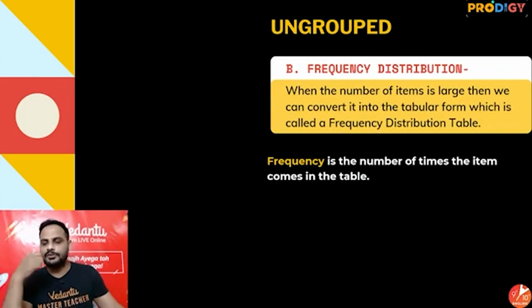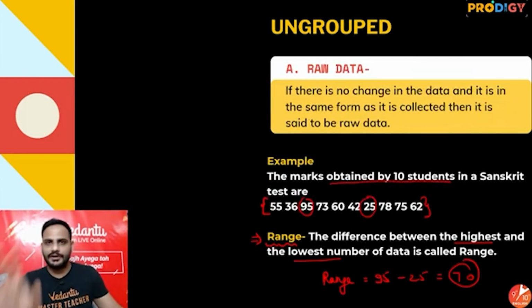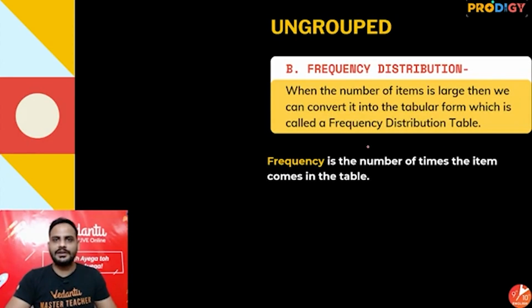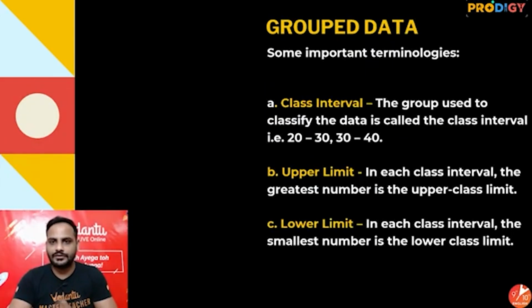Then frequency distribution. One type of distribution which we have learned is raw data. Frequency distribution is when the data is very large, we can convert it into tabular form, and in the tabular form we see whatever the different values are there, how many times they are repeating. That is called the frequency. The number of times the item comes in the table is called frequency.